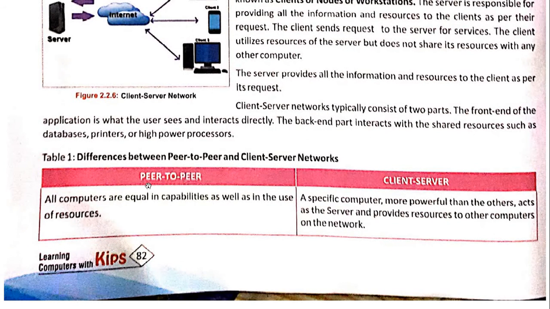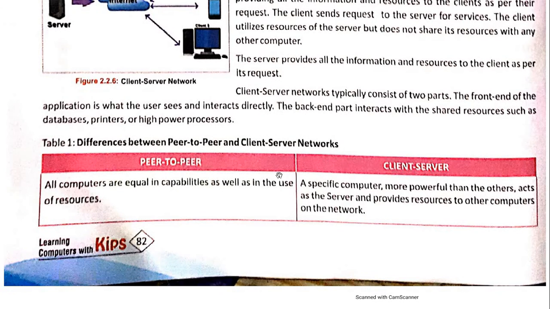Okay, so this is the difference between a peer-to-peer network and a client server network. You have to remember it. You have to learn it. What is the difference, I'm explaining to you: in peer to peer, all the computers are equal in capability as well as in the use of resources. All the computers use others' resources and also provide the same resources to other computers. All are equal in strength, meaning storage capacity or other resources.